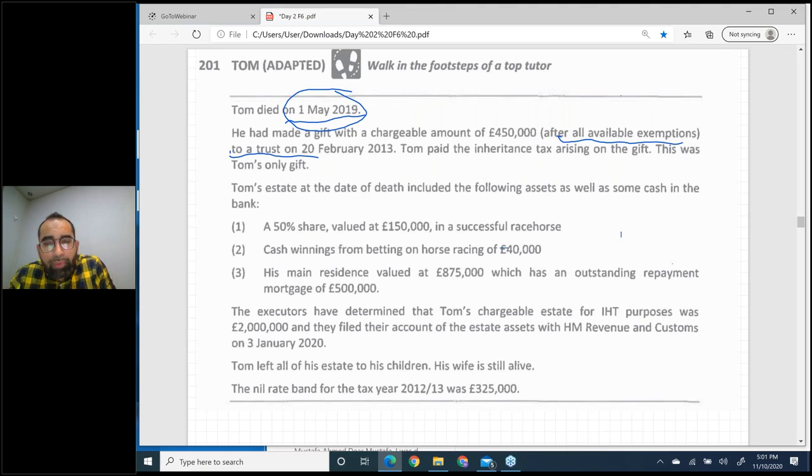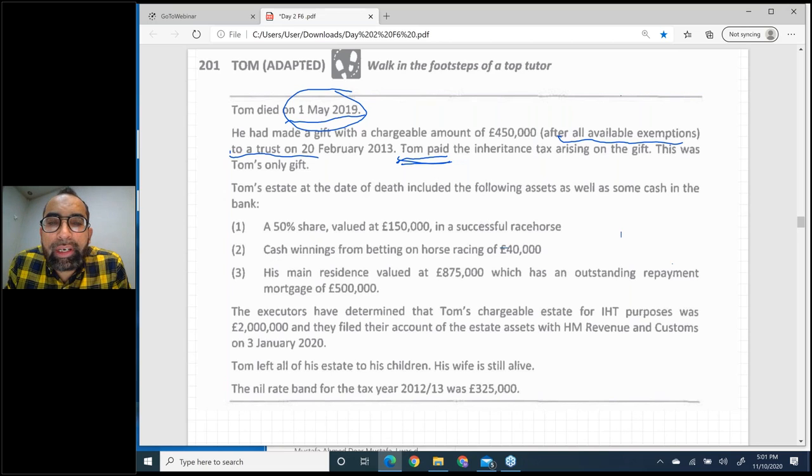Now we all know for CLT you have to pay lifetime IHT on the first installment, and for the first installment there are two options: either the donor can pay or the trustee can pay. So Tom paid the inheritance tax arising on the gift. That means the donor is paying. So what should be the rate of lifetime IHT? Definitely 25%. I already told you 3-4 times. So for this gift, 25% should be used.